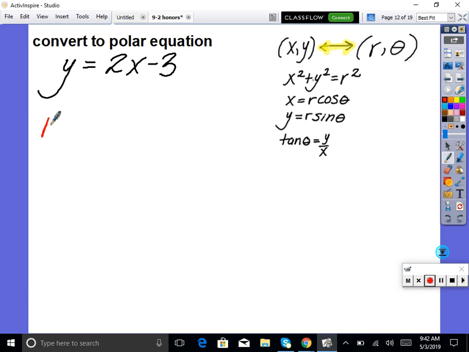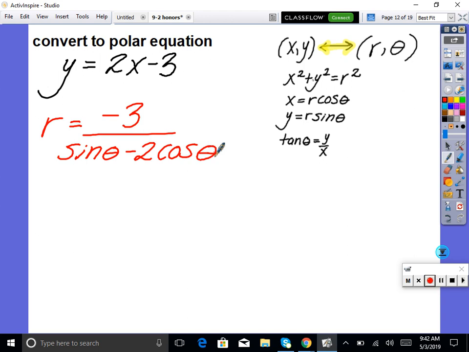Okay, let's hear some answers. R is equal to what? Anyone get a different answer than that? There's another true answer out there that's correct also. No one else got something different. Yeah. 2 cosine minus sine. Well, we better check.